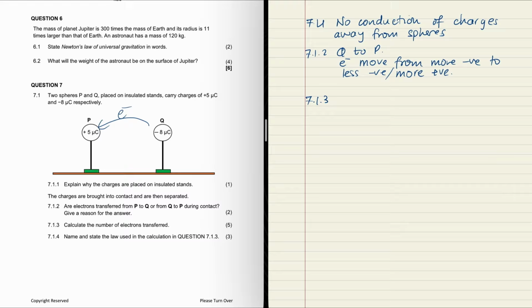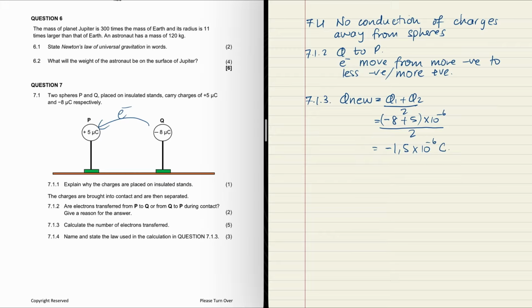Question 7.1.3, calculate the number of electrons transferred. This is worth 5 marks. So first we need to calculate the charges after contact. So Q new is going to equal (Q1 plus Q2) divided by 2. Now both of them are microcoulombs, so we can say (-8 plus 5) times 10 to the -6, all over 2. And that's going to give us -1.5 times 10 to the -6 coulombs.